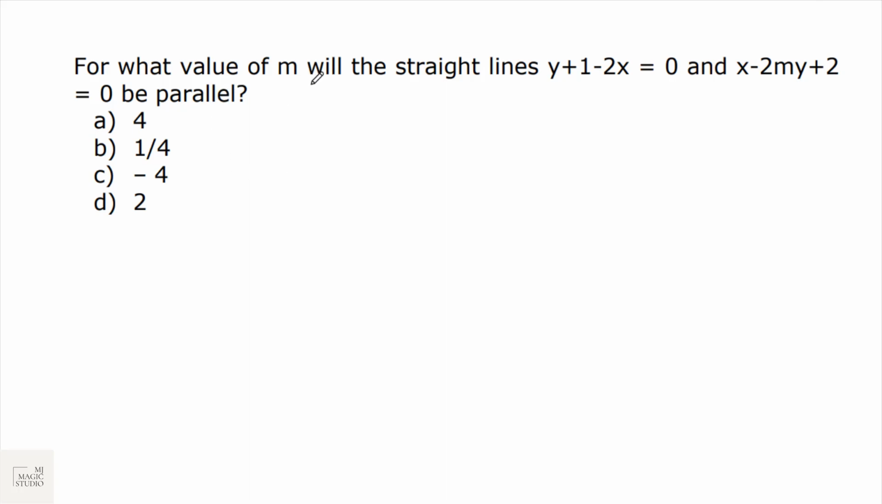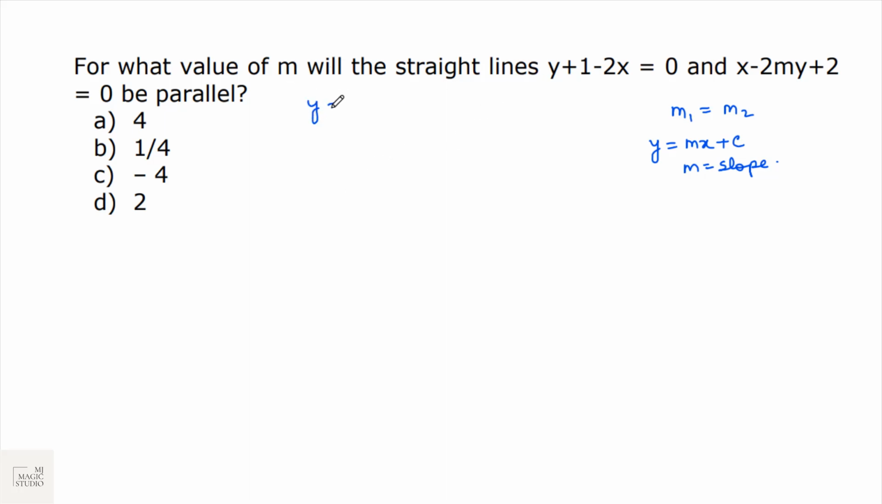For what value of m will the straight lines be parallel? Two straight lines are said to be parallel to each other if their slopes are the same. And if a line is written in the form y equals mx plus c, then m is the slope of this line. So let's find the slope of both lines. After transforming these lines into the form y equals mx plus c, and then comparing m1 equals m2, we would be able to find the value of the missing term.